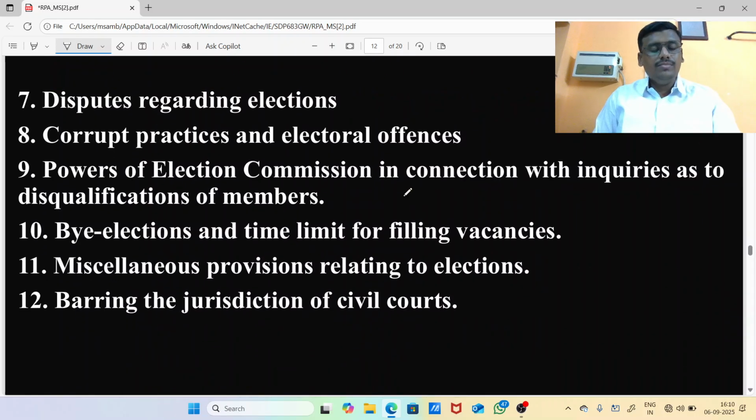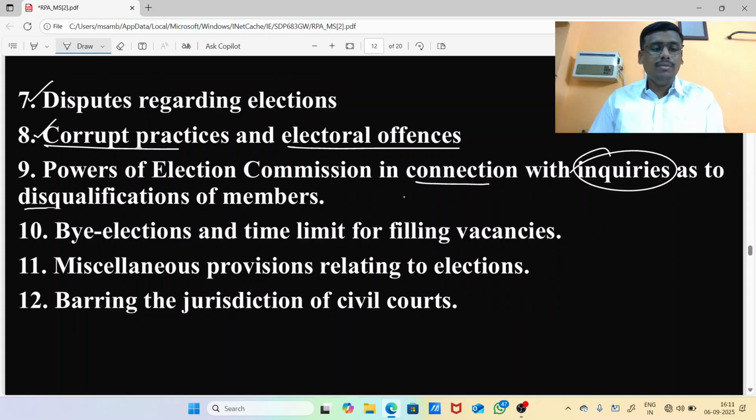And then here come the disputes regarding elections. The 1950 Act did not speak about any disputes, but this 1951 Act speaks about disputes regarding elections, and about corrupt practices and electoral offences also. It also covers the powers of the Election Commission in connection with inquiries as to the disqualification of members. After the inquiry, the Election Commission of India has the choice of disqualifying a member if his wrongs are proven.